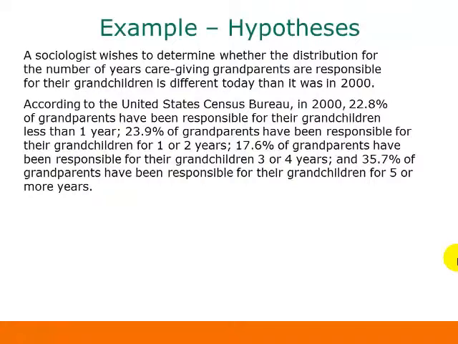Here's an example. A sociologist wishes to determine whether the distribution for the number of years caregiving grandparents are responsible for their grandchildren is different today than it was in 2000. According to the Census Bureau, in 2000, 22.8% of grandparents have been responsible for their grandchildren less than a year, 23.9% have been responsible for 1 or 2 years, 17.6% have been responsible for 3 or 4 years, and 35.7% of the grandparents have been responsible for their grandchildren for 5 or more years. So this is our claimed distribution, these proportions or percentages that are given here.